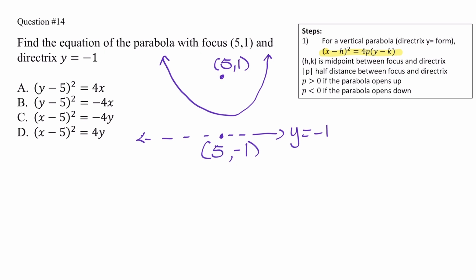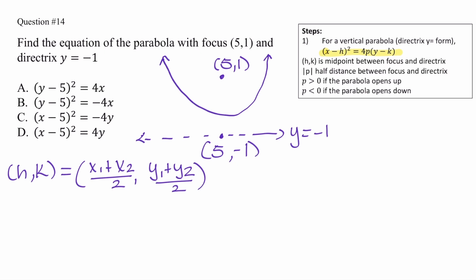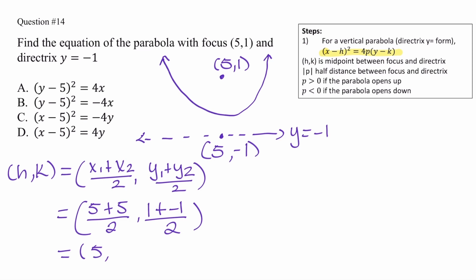So h, k, the vertex, is going to be the midpoint between the focus and the directrix. So h, k is going to be x1 plus x2 over 2, comma, y1 plus y2 over 2, right? Because that's the midpoint formula. So I have x1, which is 5, plus x2, which is 5, divided by 2. And then I have y1, which is 1, plus y2, which is negative 1, divided by 2. So 5 plus 5 is 10. 10 over 2 is 5. 1 plus negative 1 is 0. 0 divided by 2 is 0. So that's going to be my vertex at h, k.